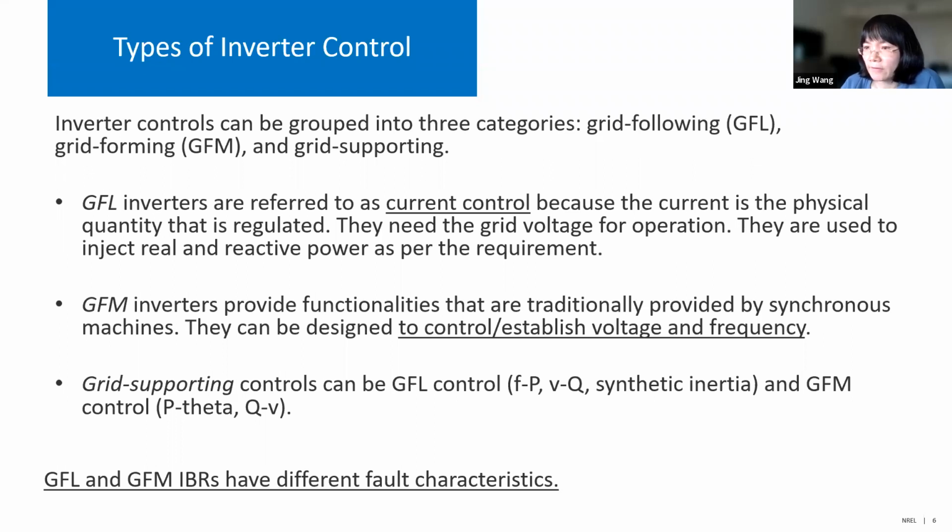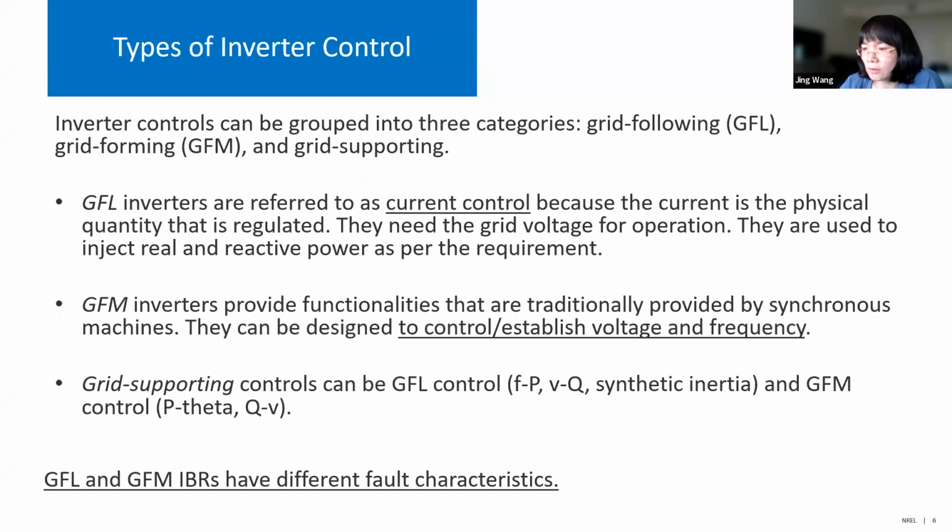GFL inverters are referred to as current control because current is the physical quantity that is regulated. They follow the grid voltage for operation and synchronization. They usually control to inject real and reactive power. Grid forming inverters provide functionalities that are traditionally provided by synchronous machines, and they can be designed to control or establish system voltage and frequency.